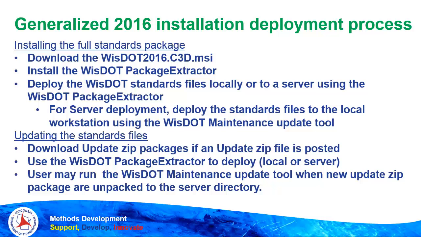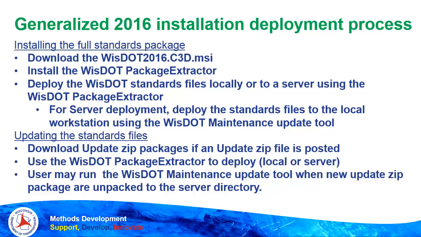For updating the standards files, once you have them installed on each workstation, you simply need to download the updated zip packages if an update zip file is posted on the WisDOT FTP site. You'll be contacted or notified when that occurs. Use the WisDOT package extractor to deploy local or server, and then users may run the WisDOT maintenance update tool when new update zip packages are unpacked to the server directory.